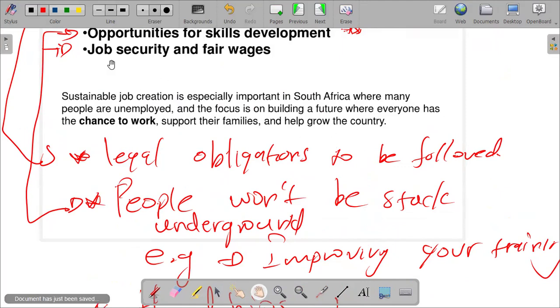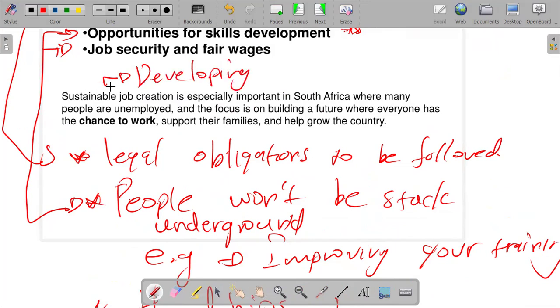So in a country like South Africa, which is developing, having job creation which is sustainable, which is long lasting, which pays fairly, which ensures the safety and security of employees, is very important so that the economy can grow, so that we can move from a developing country to a developed country. So it's important as a country to create sustainable jobs for our people. All right.